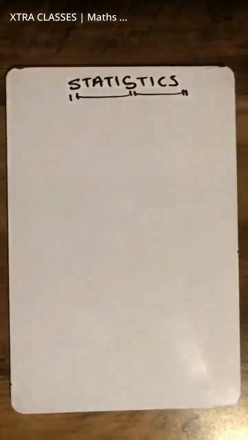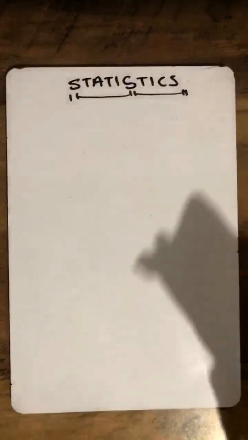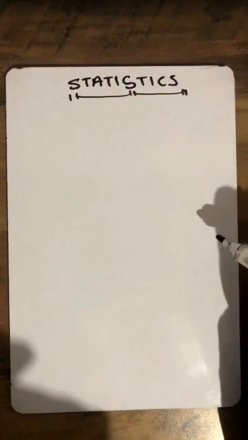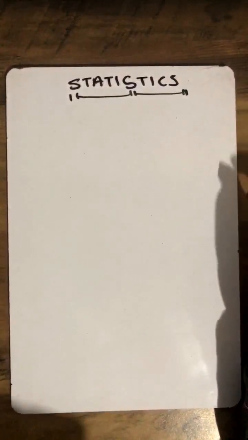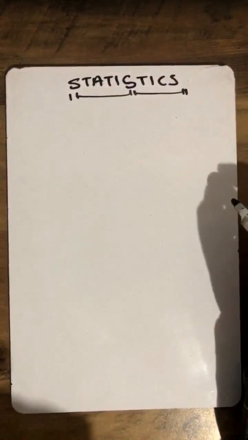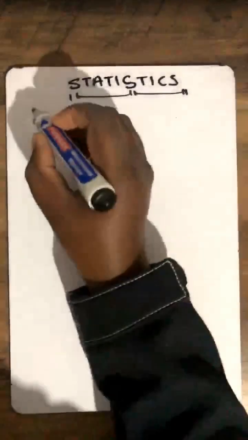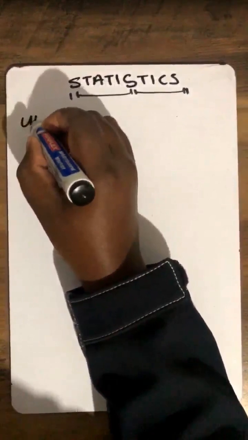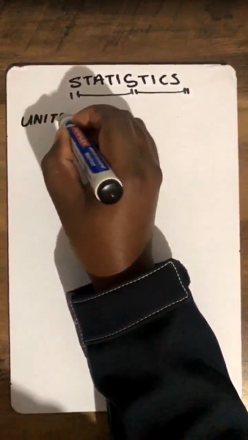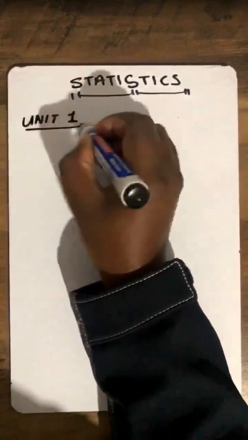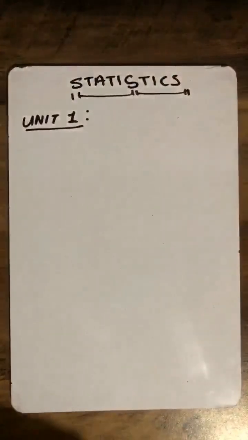Statistics is one of the easiest chapters that you need to make sure that you fully understand. So I think let's break it down into units. Let's say under unit number 1, this is what you need to fully understand, the honorable members.